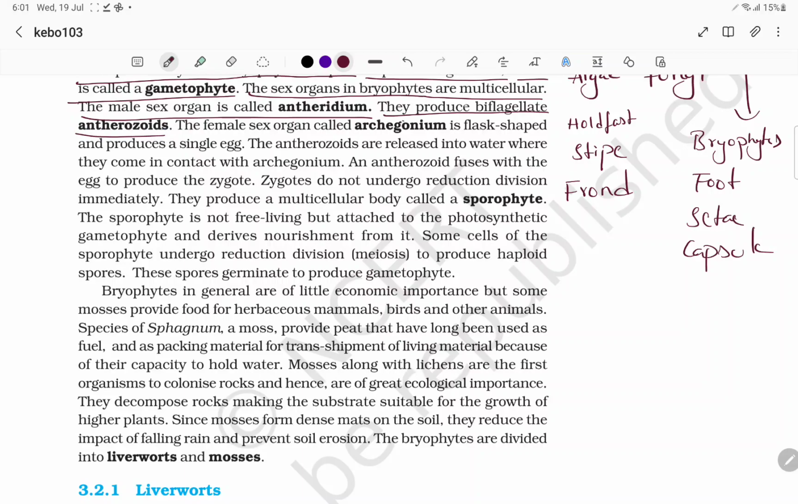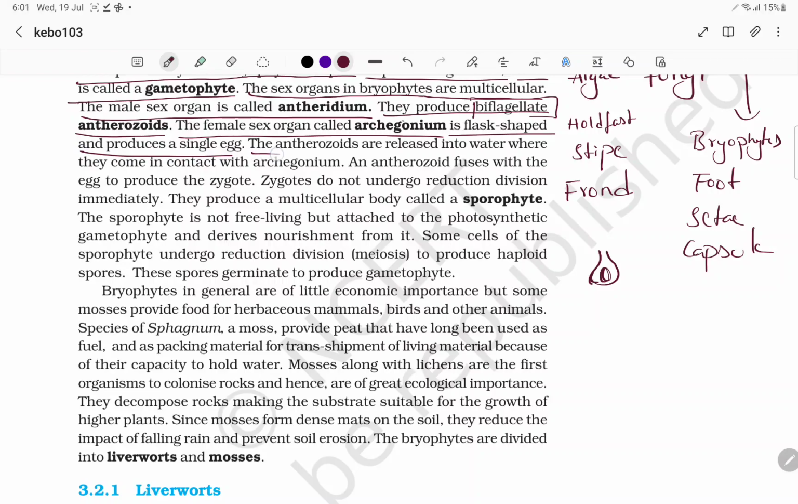Because of this, we need water for the movement of flagella. There are no pollinators, so they have to depend on water, obviously. Next, the female sex organ we call archegonium. It is flask shaped, and you will have a single egg in the flask.